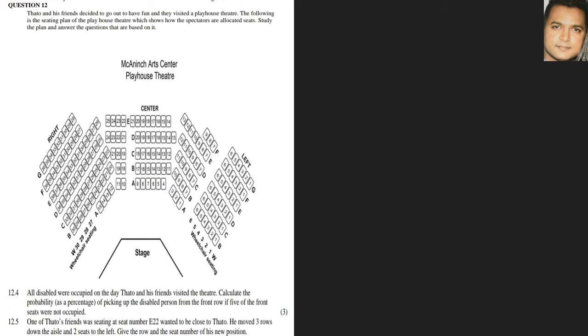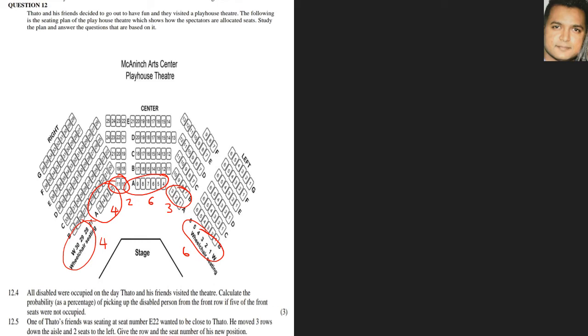All disabled seats were occupied on the day Tato and his friends visited the theater. Calculate the probability, as a percentage, of picking a disabled person from the front row if 5 of the front seats were not occupied. So let's look at the total number of seats. In this section here we have 4 seats. This section here we have 4. Then we have 2 here. This section here we have 6. Here we have 3, and here we have 6.